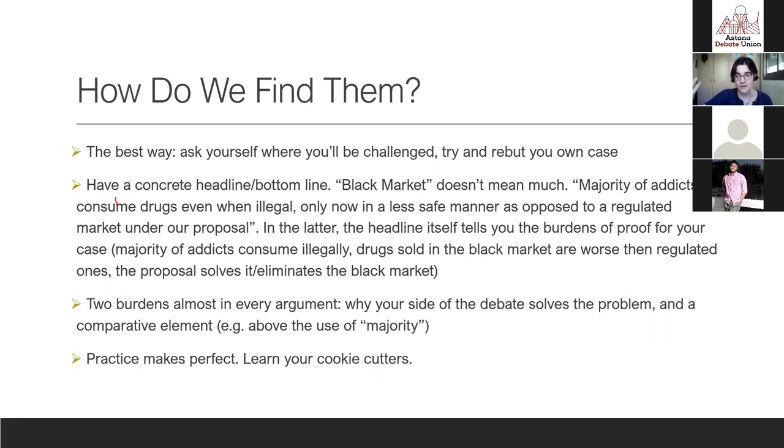Now, I'm going to ask firstly if anyone has any questions so far before we discuss the cookie cutters part a bit more. Anyone has any questions?